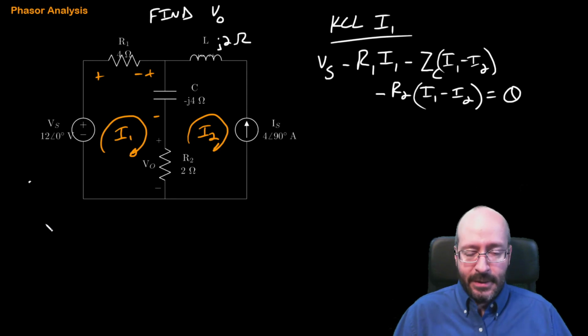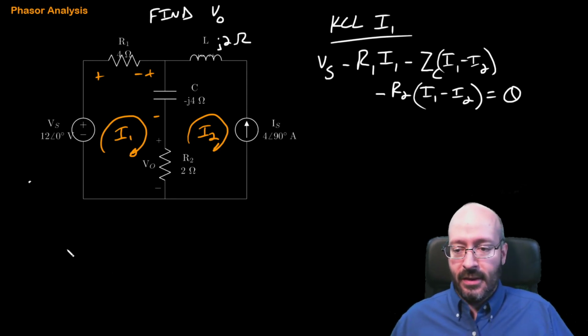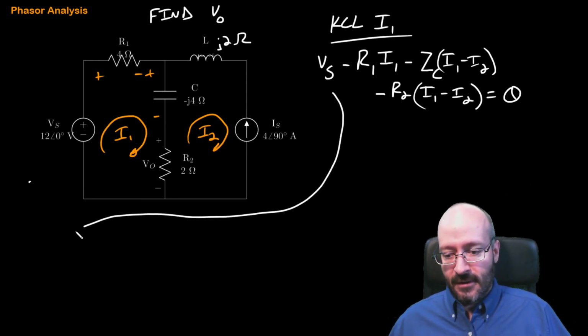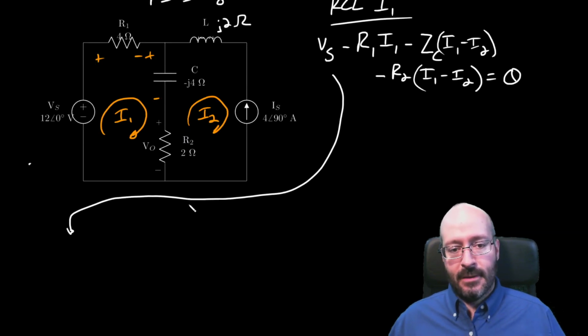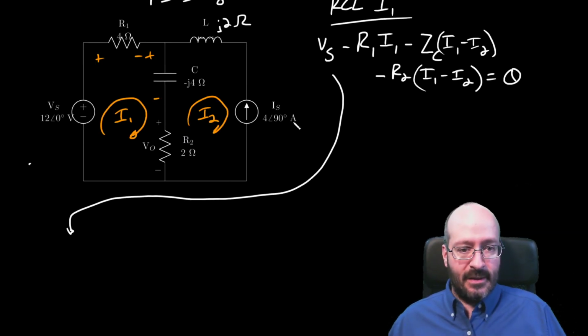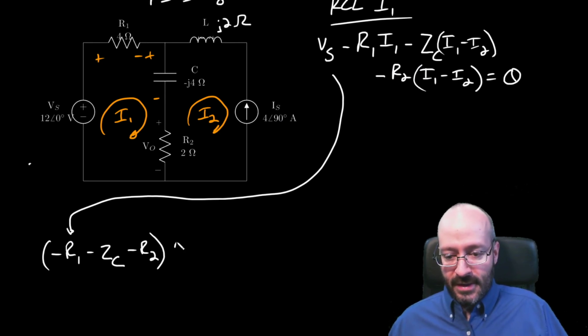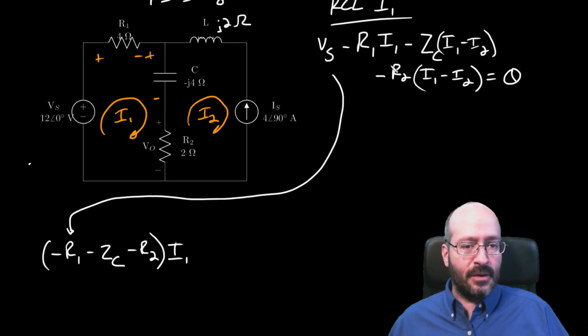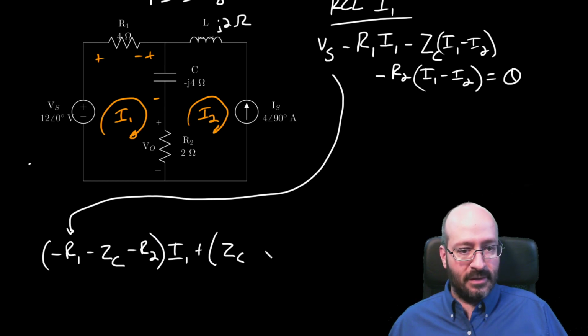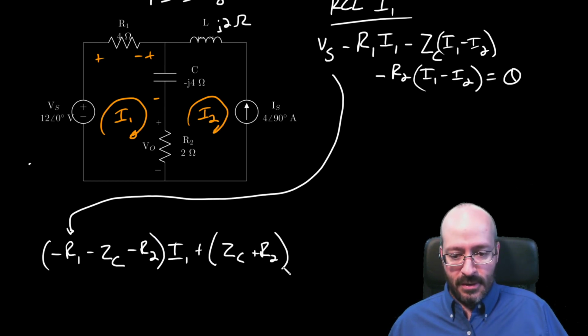We've got to manipulate that a little bit. And we got to be a little careful because we've got these complex numbers to deal with. But let's drag this down here. Okay, and let's say, what do we have in front of I1? We've got negative R1, negative ZC, and negative R2. All of that in front of I1. And then in front of I2, we have positive ZC and positive R2 in front of I2. And then VS ends up popping over to the other side.